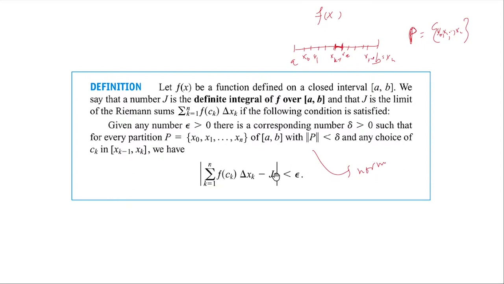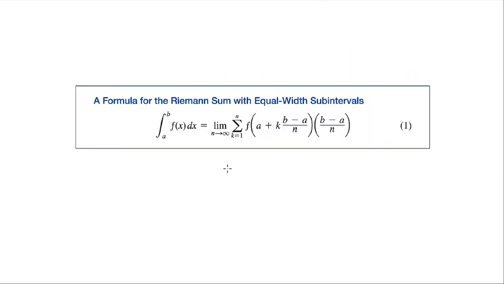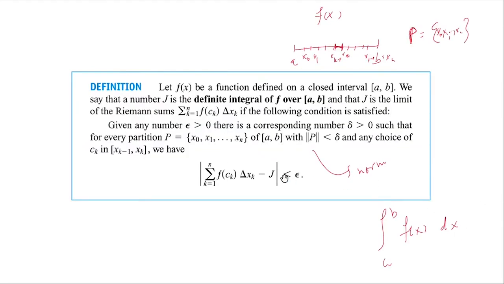So basically, for finding the definite integral of function f of x, you have to find out the limit of the Riemann sum. Okay, and that is our definition for the definite integral. This is the limit actually.